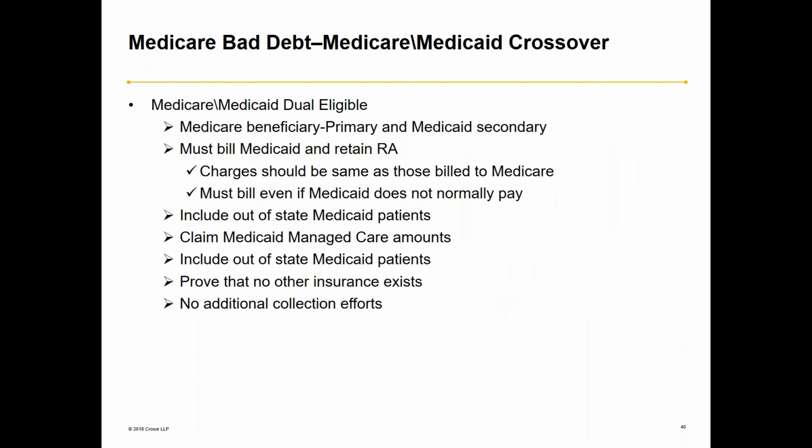But in some cases, there might be some payments that need to be subtracted from what you're claiming as a Medicare bad debt. So you will need to be able to show that you billed this, and that will be really the extent of what needs to be done in order to claim this on your Medicare cost report. No additional collection efforts are necessary. So in a lot of cases, Medicaid crossover bad debts are the only bad debts that are claimed on the Medicare cost report.